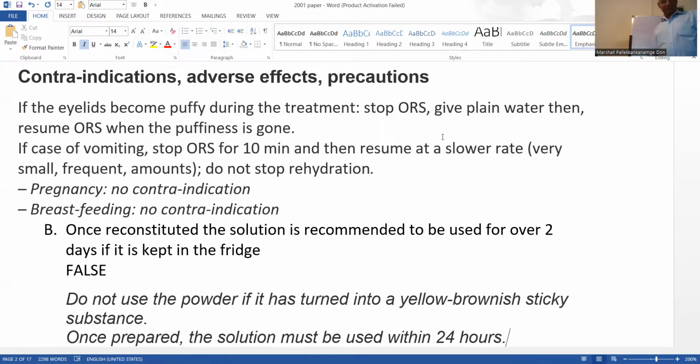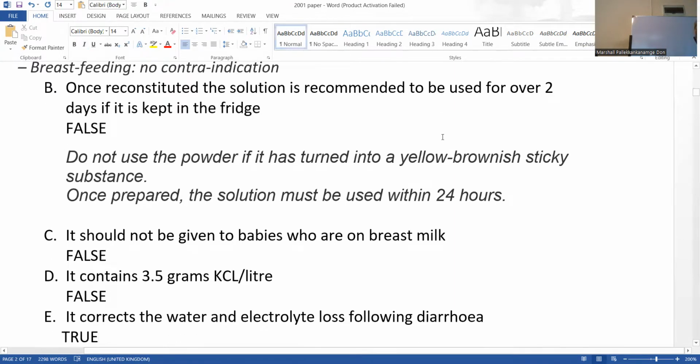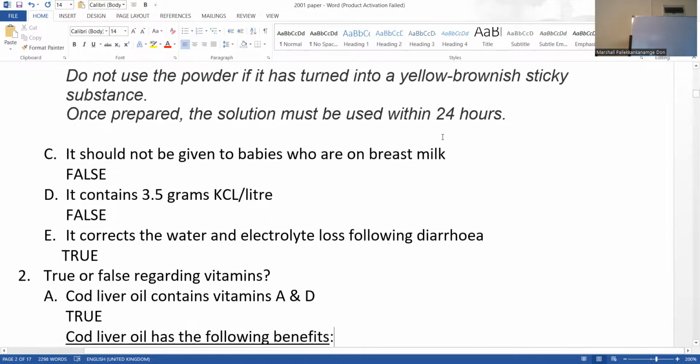Part B, once reconstituted, the solution is recommended to be used for over 2 days if it is kept in the fridge. That is false. You don't need to keep it in the fridge. You can keep it in a cold place, but you can keep it maximum for 24 hours only. Discard the rest of the solution after 24 hours.